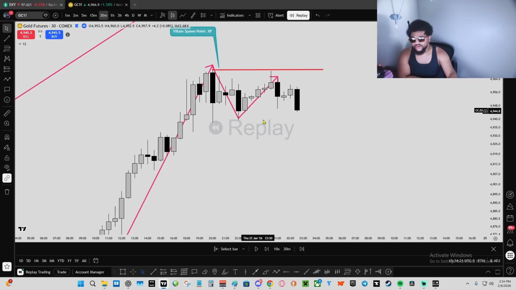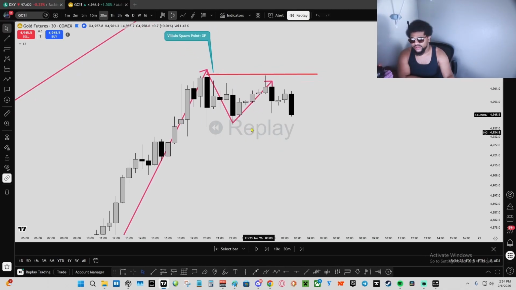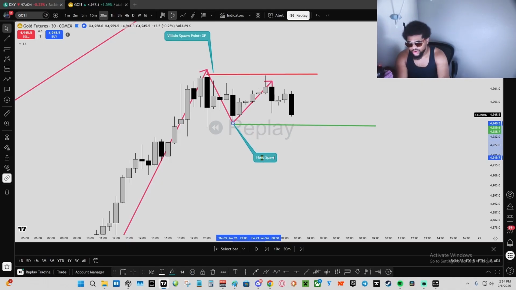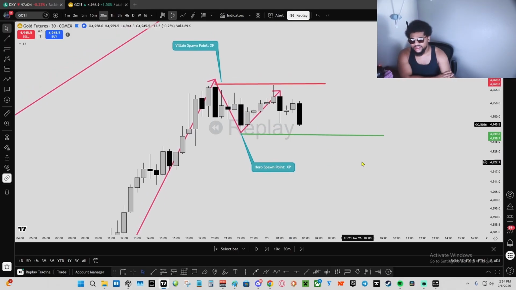So the villains spawned in here. We then see them move down, follow my mouse. We then see them move down, right? Where they then get to a point where they are stopped and the story starts going the other way. So since we moved down, we moved low. Who exists at lows? Heroes exist at lows. They stop the villains from continuing down. In other words, a hero spawn point was set up here. AKA, this is where hero XP now exists.